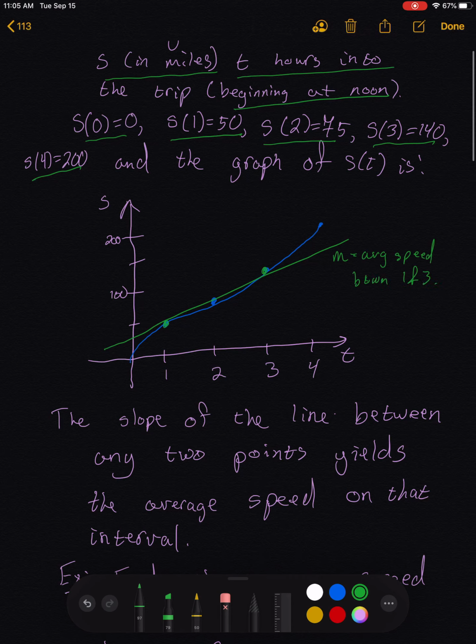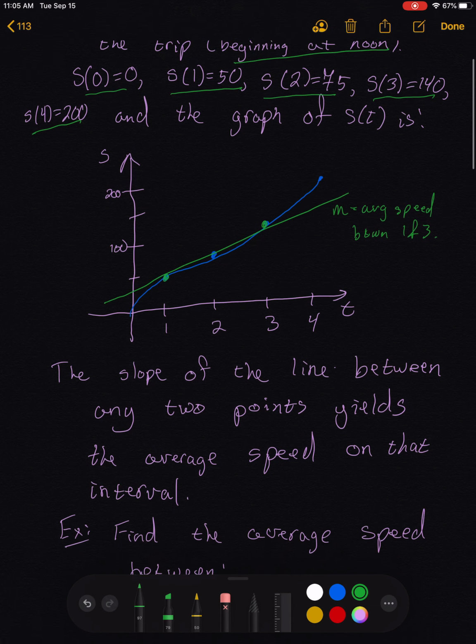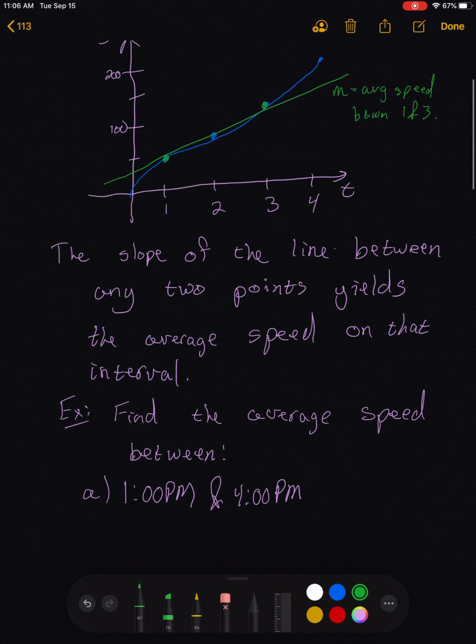So it would tell us between 1 p.m. and 3 p.m. how fast we were going on average. Of course, it wouldn't tell us how fast we're going at any particular moment in time. We call that the instantaneous rate of change. But it would, again, just give us an average. So let's calculate that for a couple different cases.